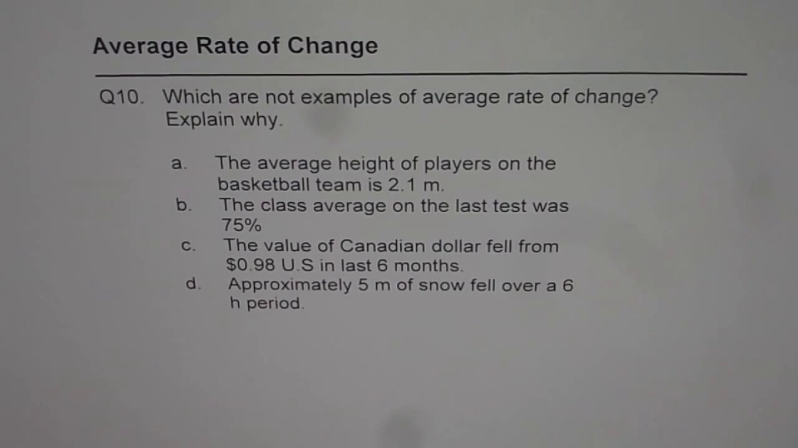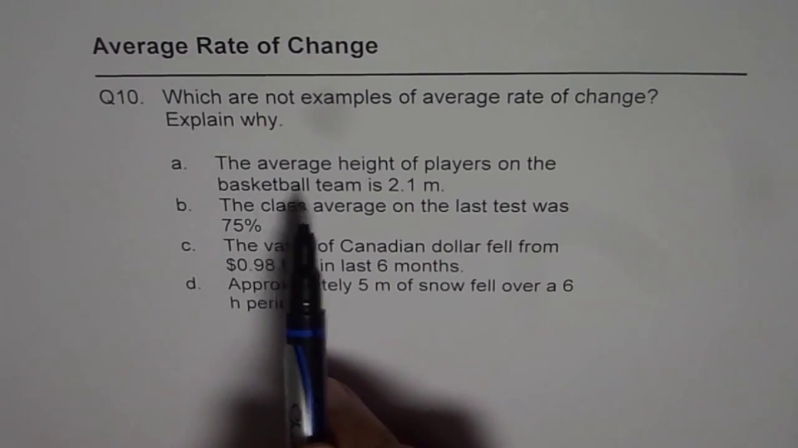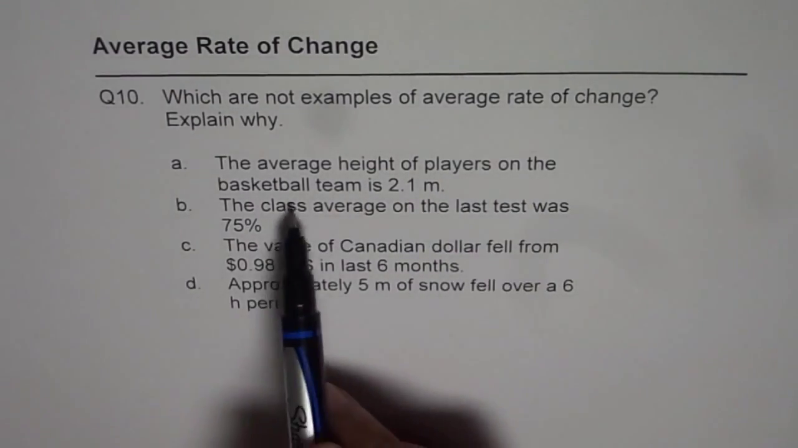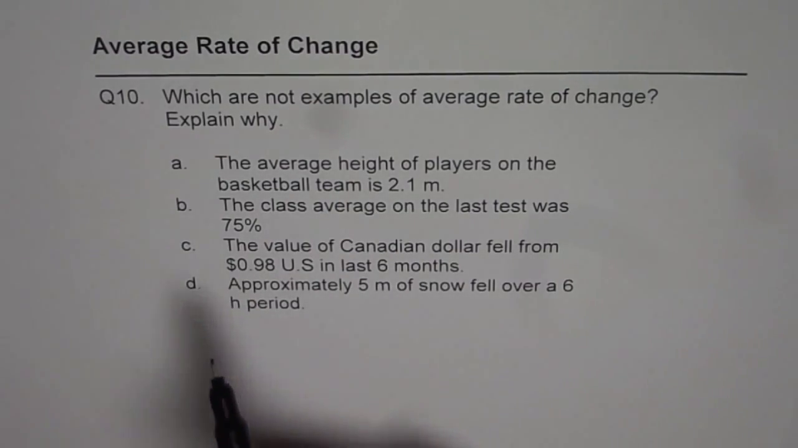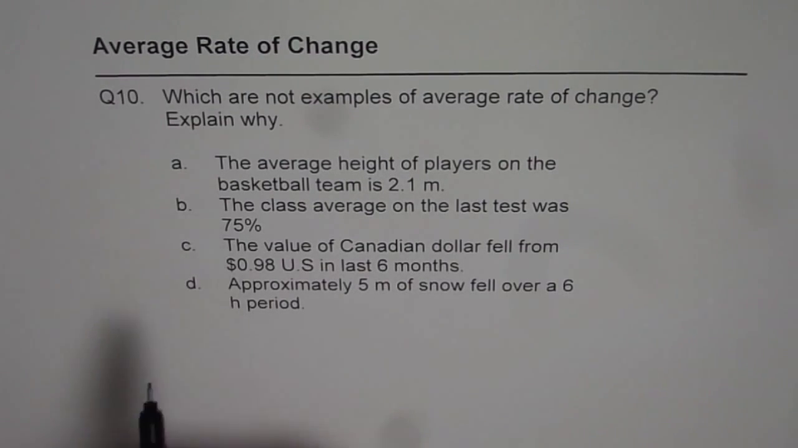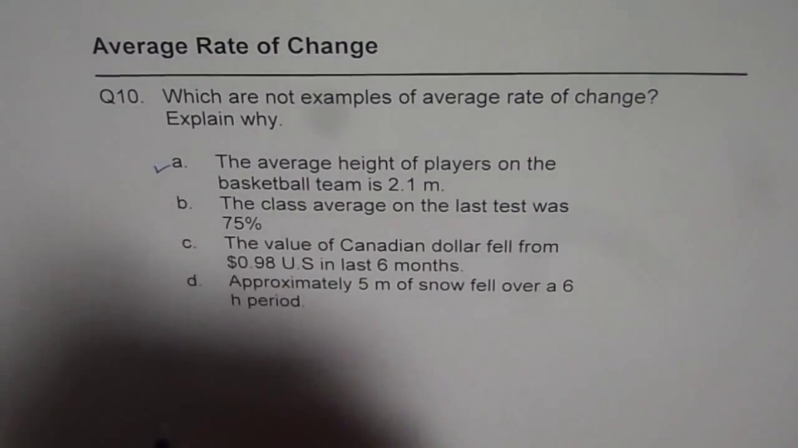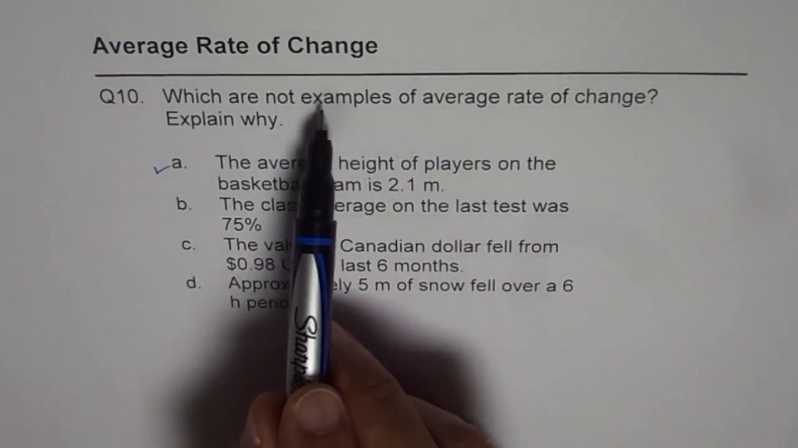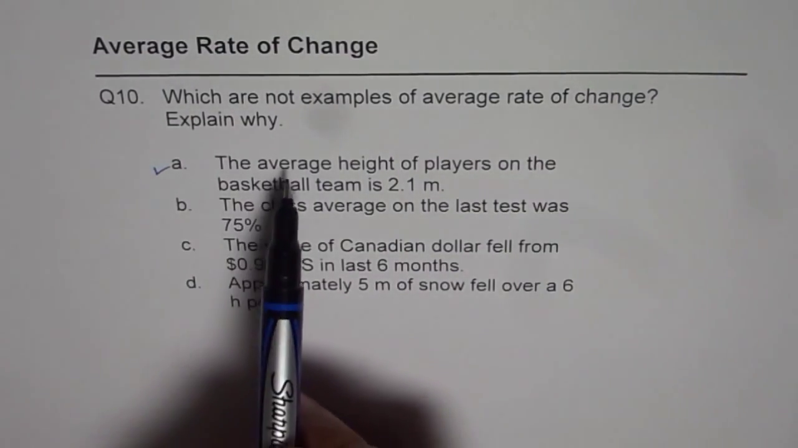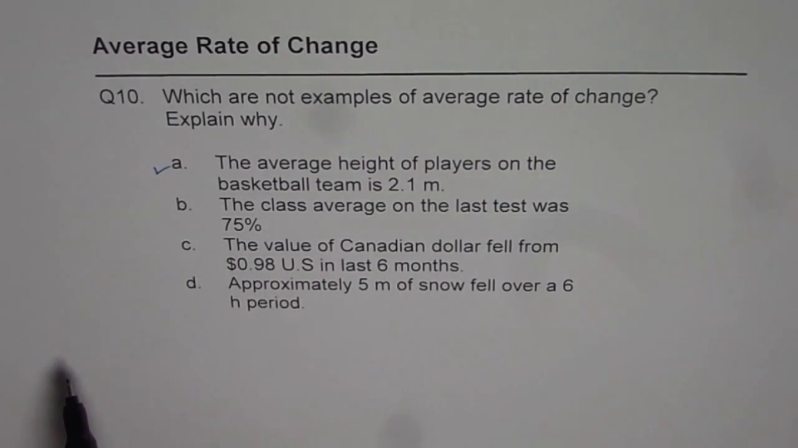Now if you look at it, A, average height of players on the basketball team is 2.1. It is not an example of average rate of change. Well, we can't say how the height is changing, right? So this is one of the correct ones for us, which are not examples of average rate of change.